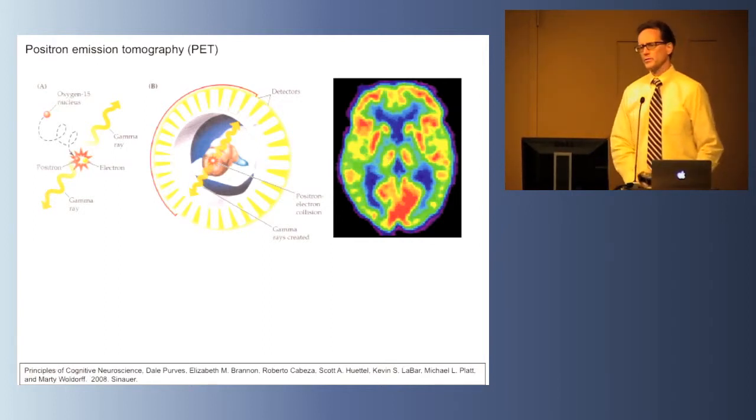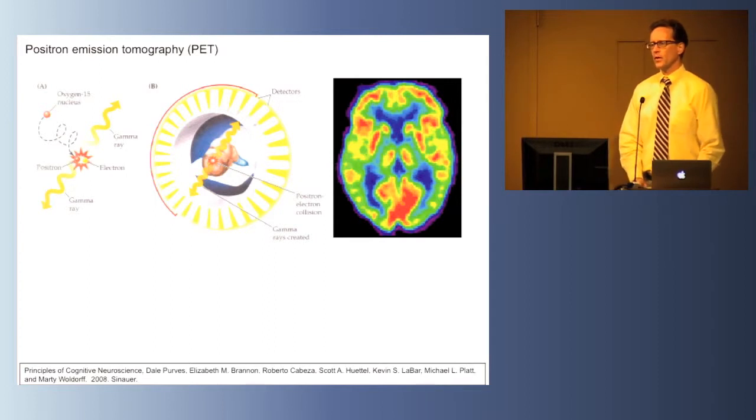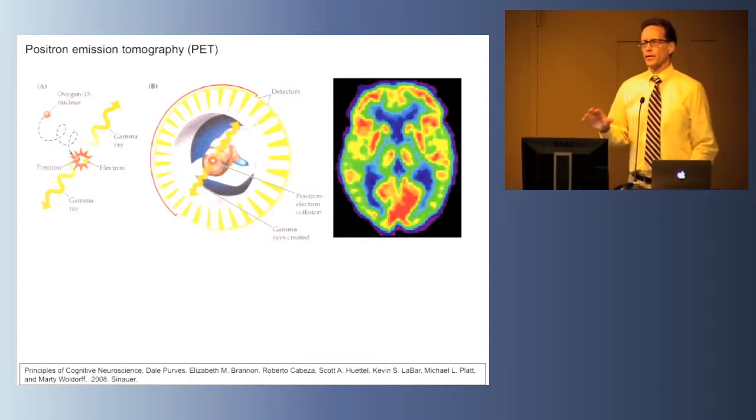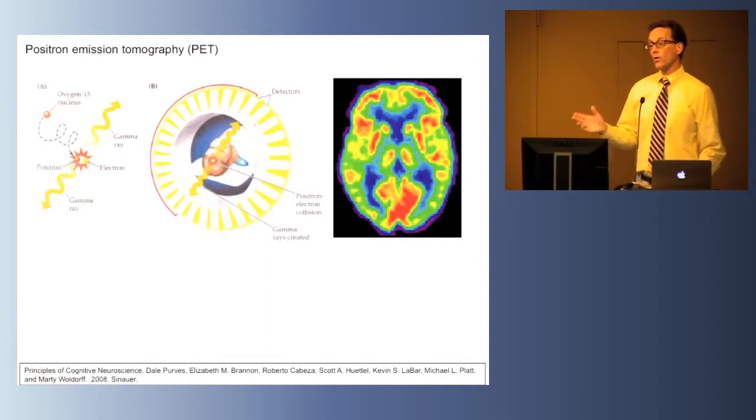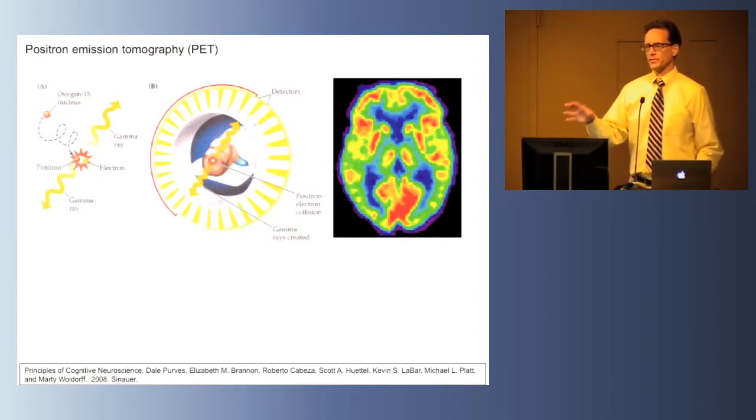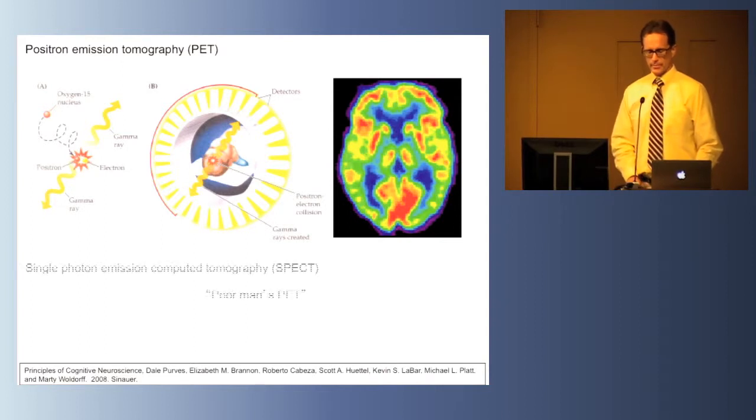So positron emission tomography allows you to see where certain radioactive substances are distributed in the brain. This can be oxygen or glucose, to look at whole brain utilization of energy consumption, or it can be particular molecules that will bind only to particular receptors. So for example, we can see how much of a dopamine receptor there is in different people in different parts of the brain.